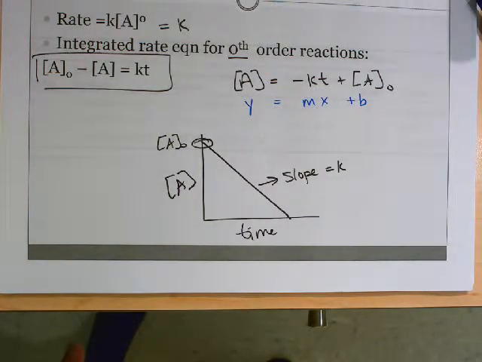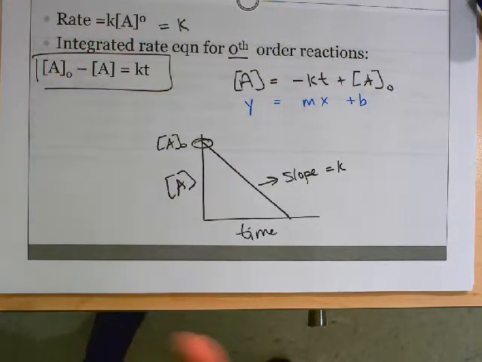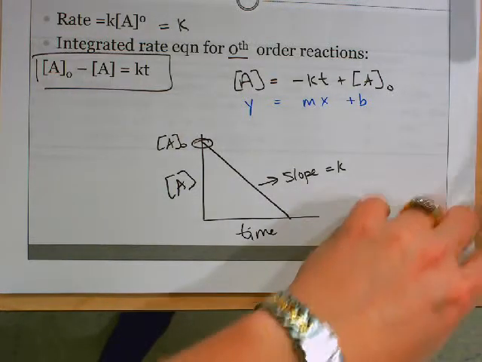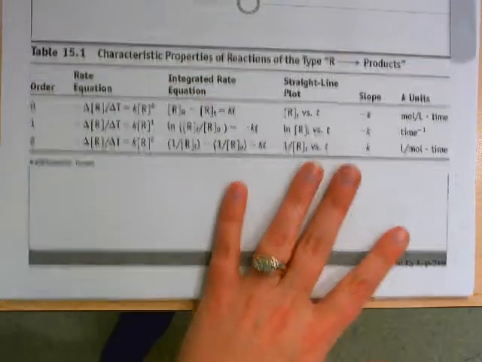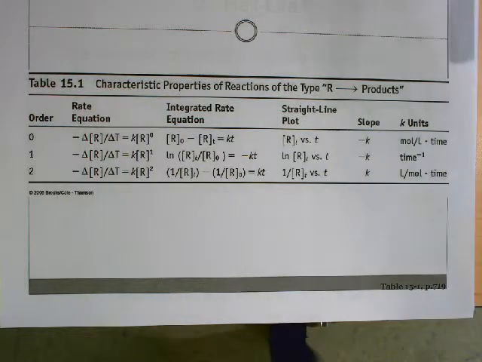So the main difference is just going to be this y-axis. The y-axis is going to tell you if it's first, second, or zero order. Right? If it's first, it's natural log. If it's second, it's 1 over. If it's zero, it just is. It's just concentration.